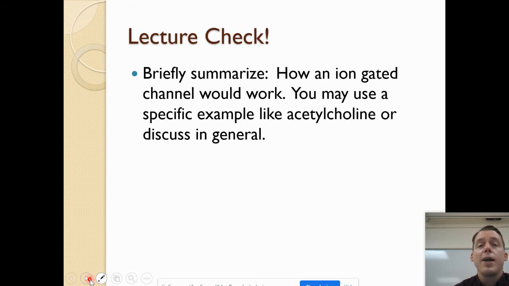Here is your lecture check on your own. Please summarize how an ion-gated channel would work. Use an example, or you can just discuss in general.